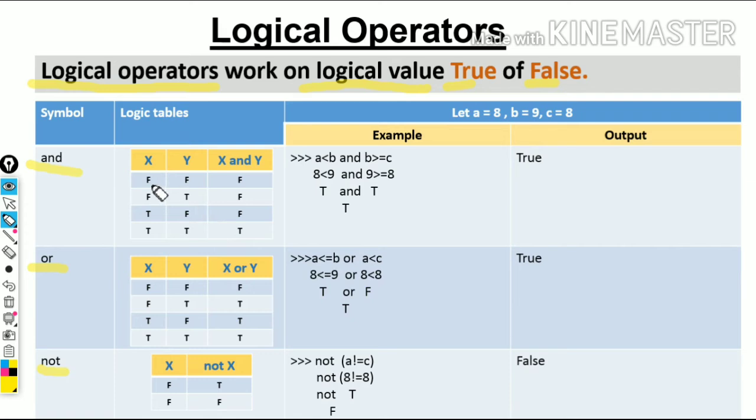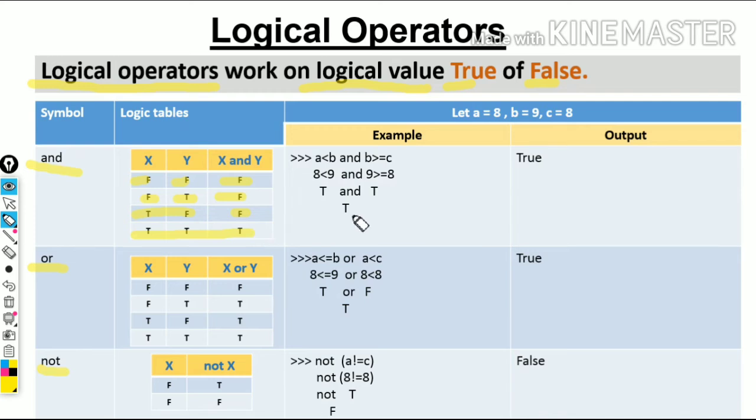The AND operator says if any of the values is false, then the result will be false. In this case, one value is false, then the result will be false. If both the values are true, then only the result will be true.